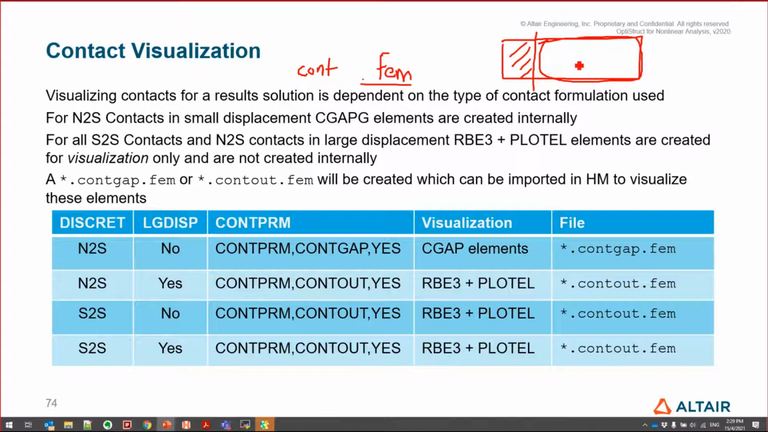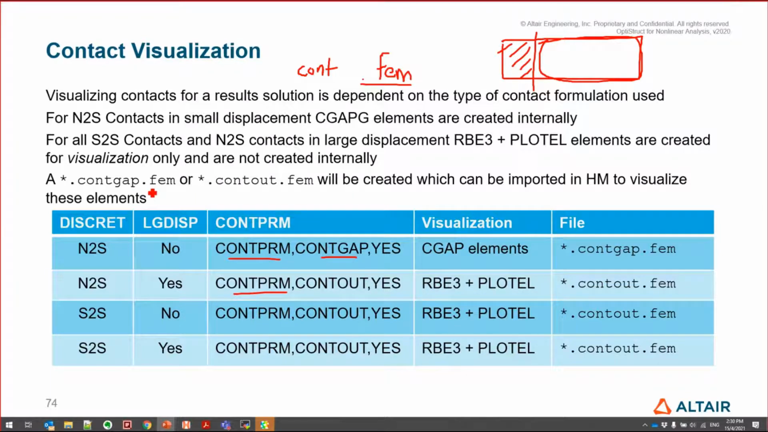Right. So that is for areas that didn't manage to generate any contact. Then for those areas that you have contacts already, if you want to view them in HyperWorks, you can request this output here. So you can request this contact param, CONGAP output, right?